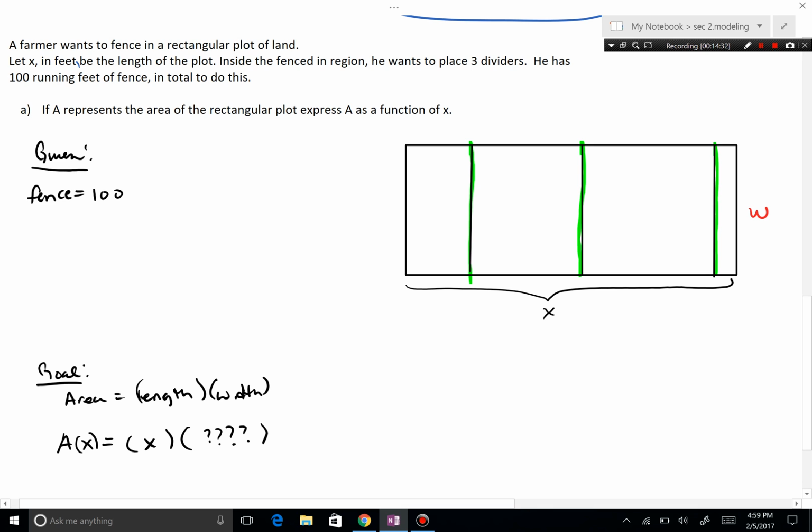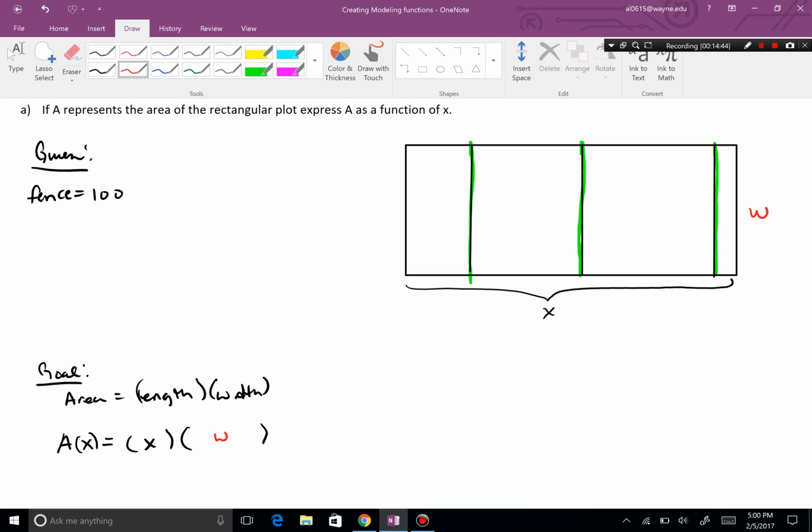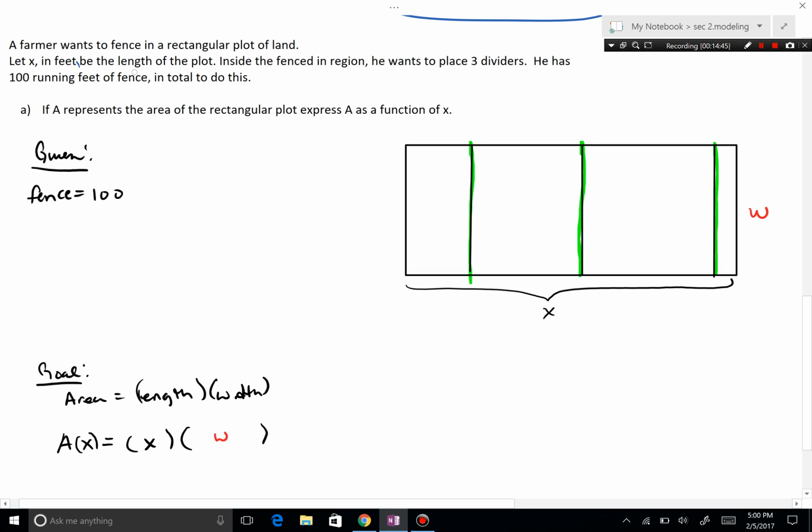Why? Because then I can say that this thing is going to be w, and I know this can't be a w, it has to be an x. My job is to find w in terms of x. So what's the only piece of information we didn't use? This idea behind the fencing being 100 feet. So this is where you got to use some common sense. Where's all the fence at on my picture here?